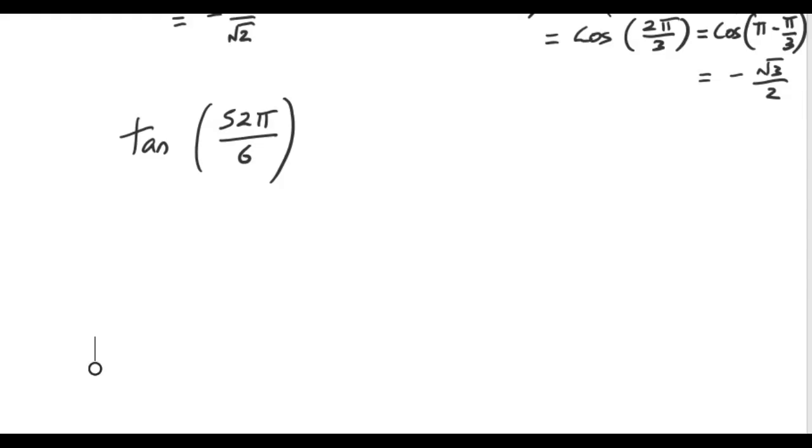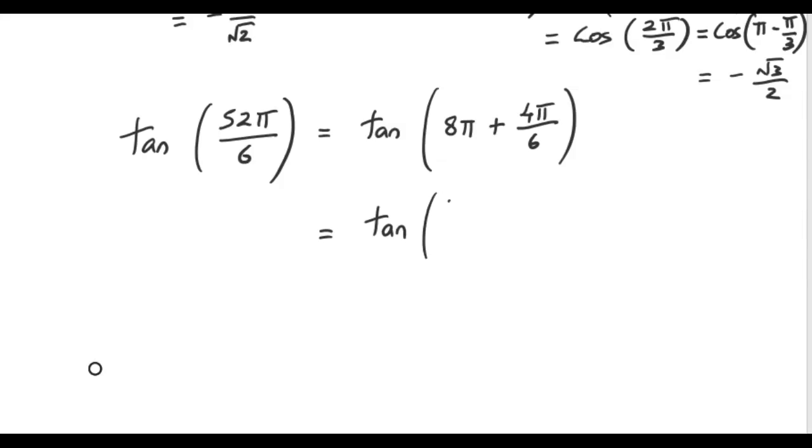To start with, 6 goes into 52 8 times, which means we're going to have 8 times pi with the remainder of 4, which means we're going to have 4 pi on 6. Now when it comes to tan, every pi rotation we go back to the value in the first quadrant, so we can neglect the 8 pi and just focus on 4 pi on 6, which in its simplified form is going to be 2 pi on 3.